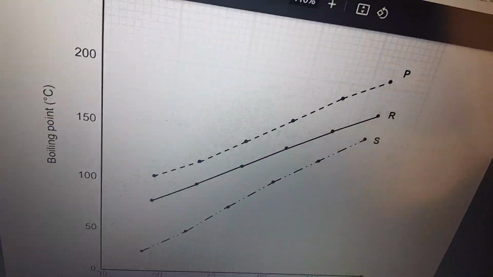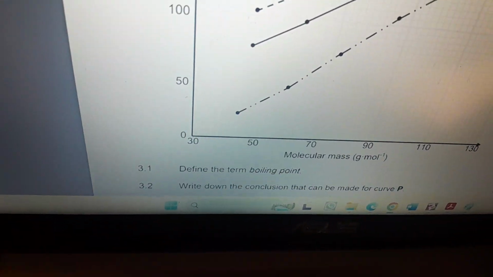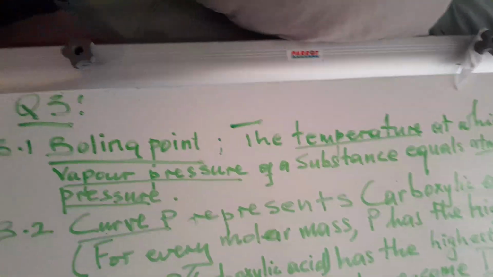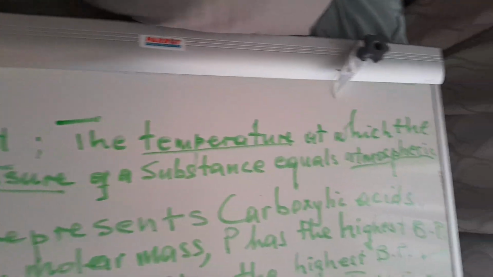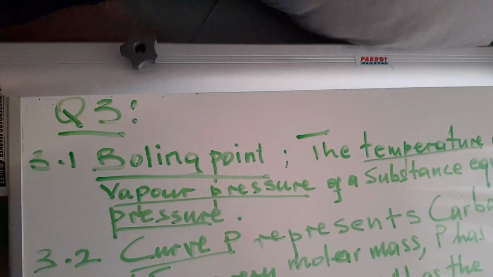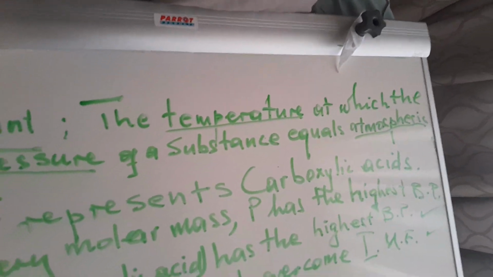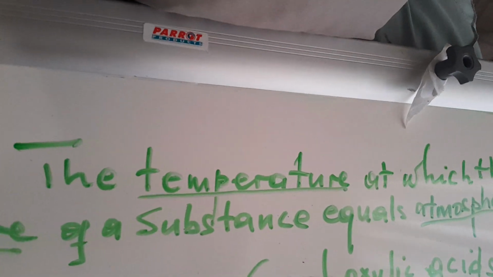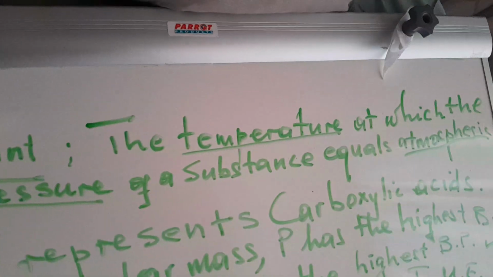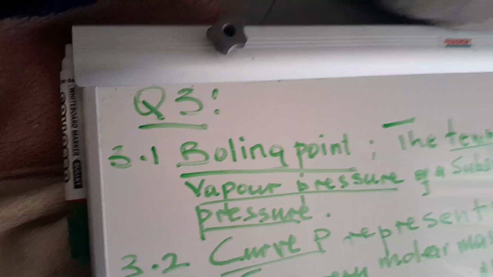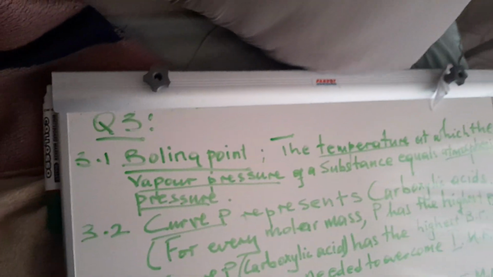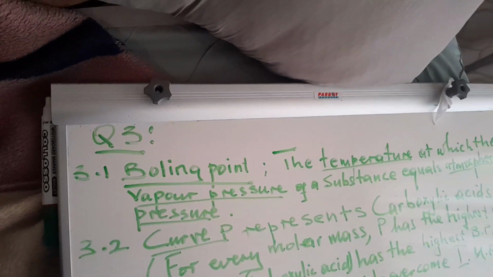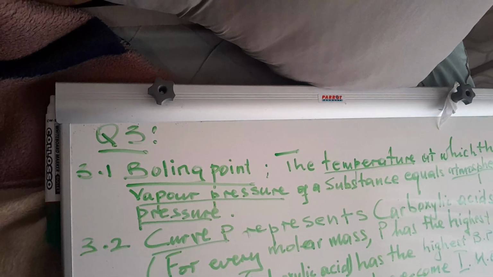Yes, we'll get to that in a moment. Going to the first question, it says define the term boiling point. Now, the boiling point is defined as the temperature at which the vapor pressure of the substance equals the atmospheric pressure. Take note that those words that are underlined, temperature, vapor pressure, and atmospheric pressure, should be in your definition, failing which 1 mark will be deducted for each word missed.